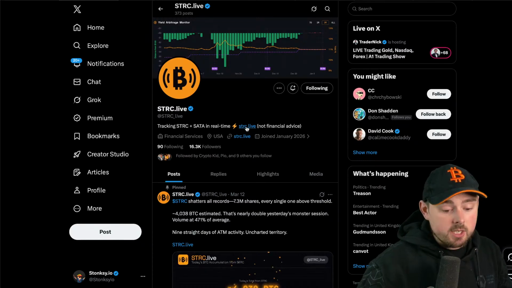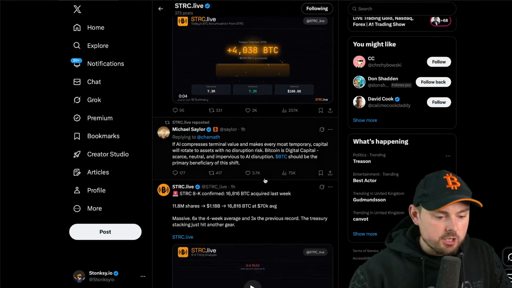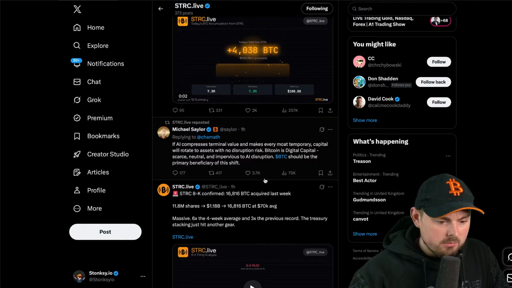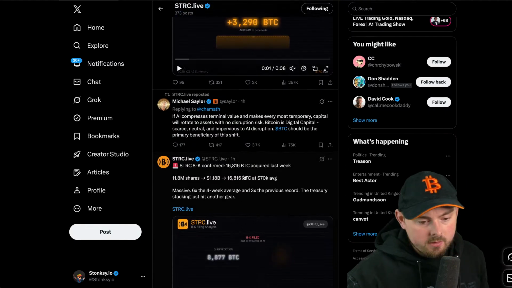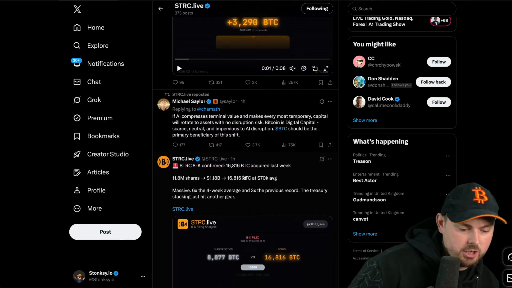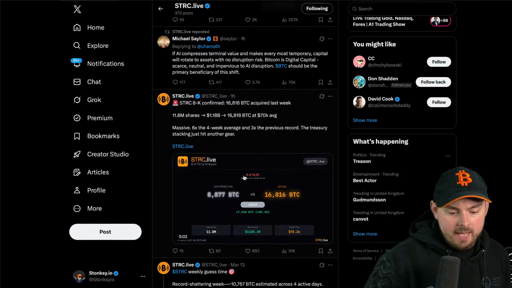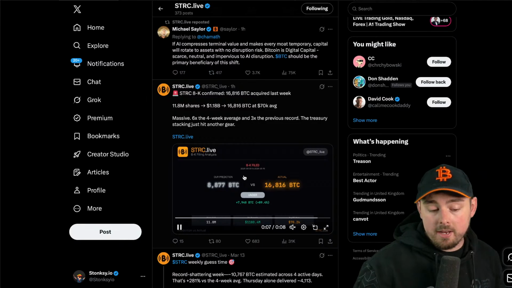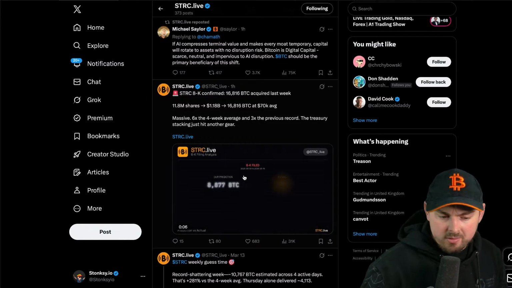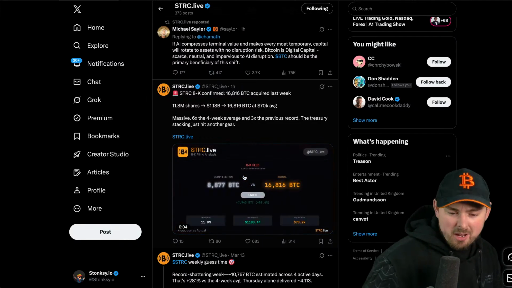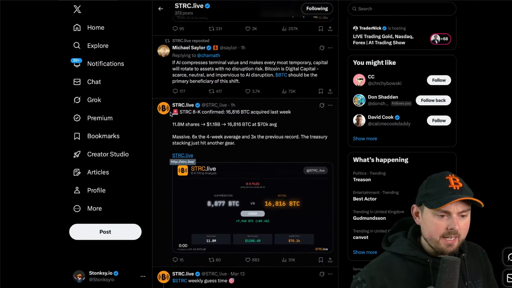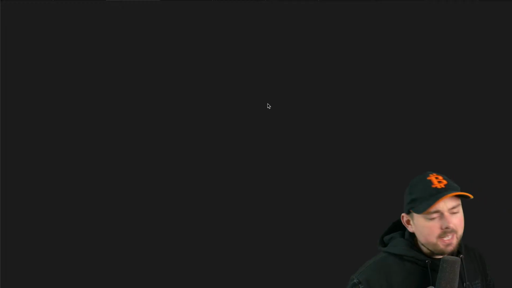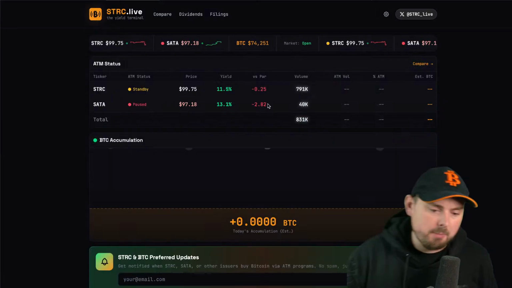This is obviously what's enabling Strategy to keep buying so much Bitcoin: the STRC model and the STRC product. I don't really know what to call it, to be honest. But if we do go and have a look at this now live on stream, basically this is what's allowing Strategy to keep funding all these Bitcoin buys and where the Bitcoin buys keep coming from.